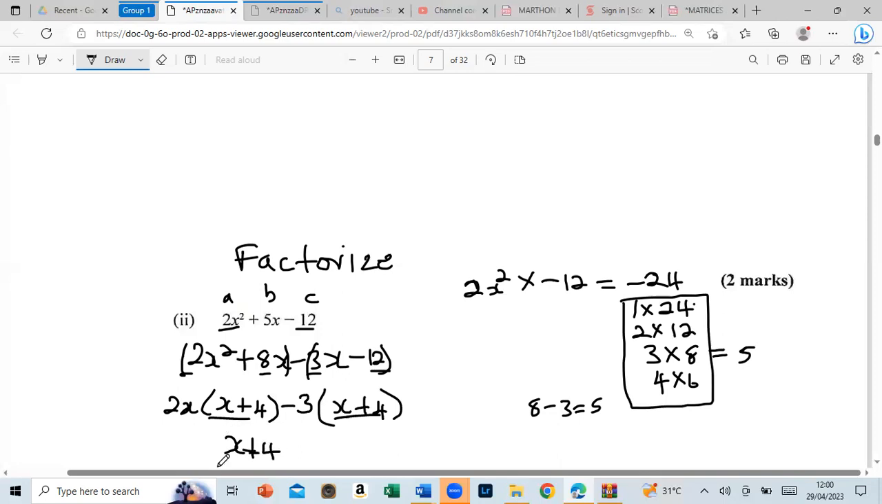And then we have what's outside the bracket, right? So this will be 2x minus 3. That's outside, so we just write that. That is our answer.